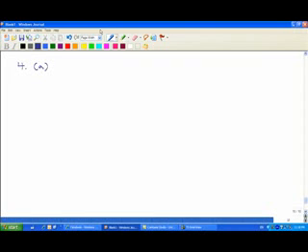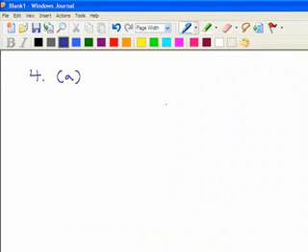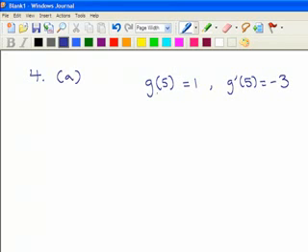Okay, for question 4a. Now this one actually will test you on the concept of chain rule for differentiation. Now we are given two functions. We do not know what the functions are. We only know that for the function g, at x equals 5, the function g will give the y coordinate as 1. And at x equals 5, we know that the gradient, which is g prime 5, is actually equal to minus 3.